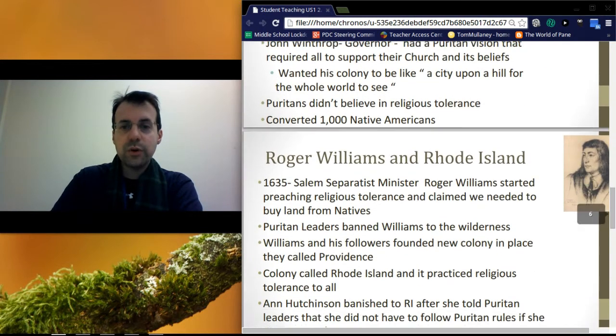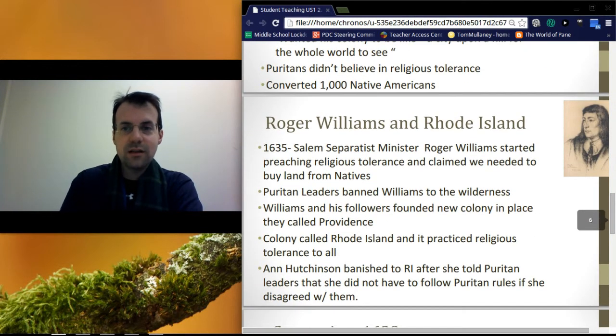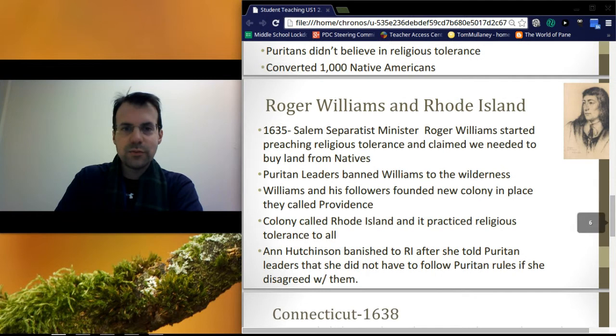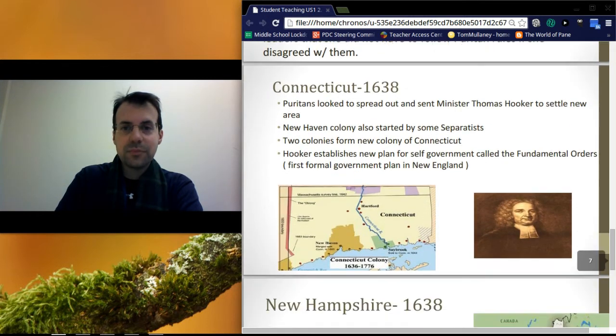So you get Roger Williams. Roger Williams was a separatist, but he basically said that they should buy the land from the natives, not just take it. He's banished to the wilderness, and so he sets up a new colony called Rhode Island. And Anne Hutchinson is banished from Massachusetts colony, and she joins Roger Williams in Rhode Island.